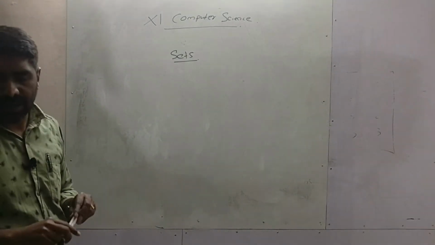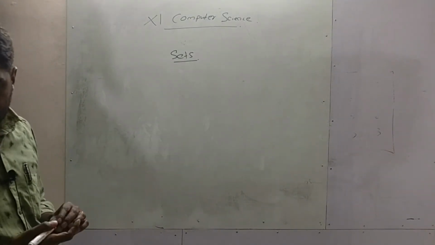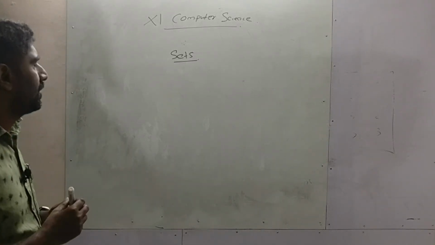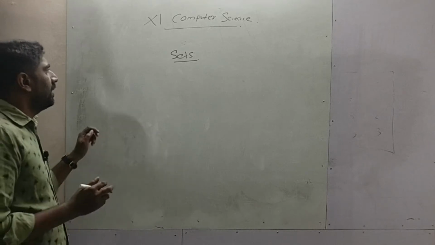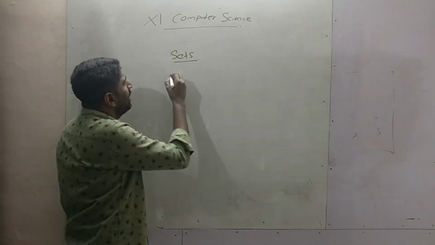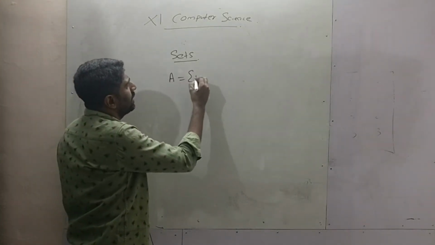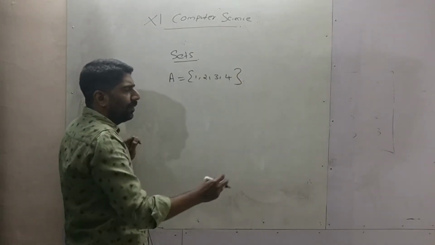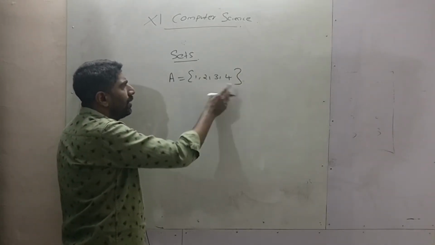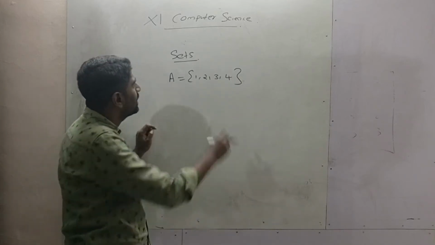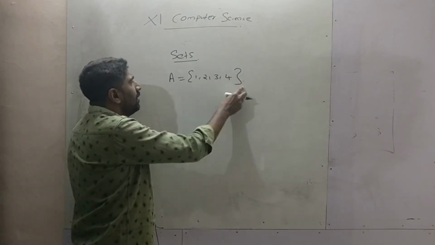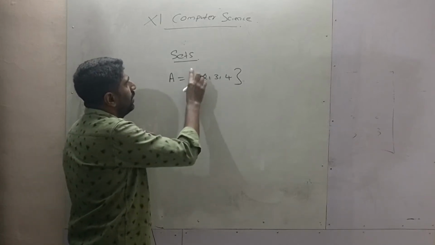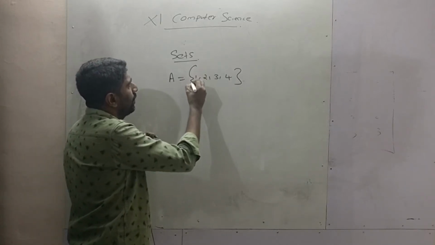Sets are also similar to lists, they can store multiple values, same as in mathematical sets. From a set we can store multiple values. Like a list, a is equal to 1 comma 2 comma 3 comma 4. But in the case of a list we used square brackets, whereas in sets we use curly braces. You can put the curly braces like this.